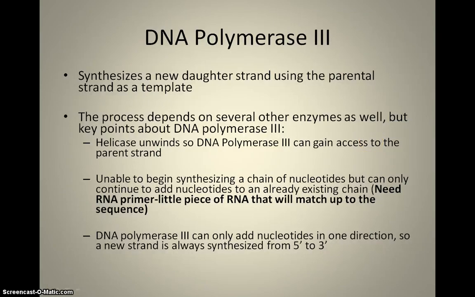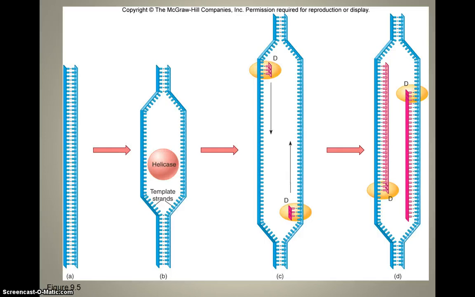Okay. So DNA polymerase 3 is the enzyme that builds the new strand. However, DNA polymerase 3 has a little bit of a problem. There's actually two different problems. One, it can't just start building a new strand with nothing. It can't just start putting together nucleotides. It has to attach a nucleotide to something. The other problem is that it can only synthesize in one direction, right?